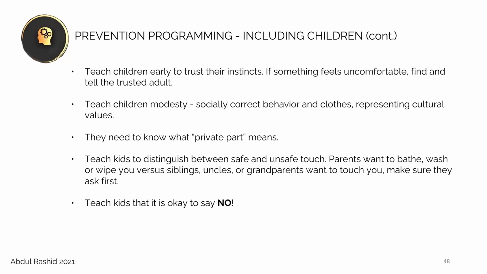All right, some more prevention programming: teaching children early to trust their instincts, that if something feels uncomfortable, find and tell that trusted adult. Also teaching children modesty, socially and culturally correct behavior. So this is representing your own cultural values or the cultural values of that family. They need to know what private part means.